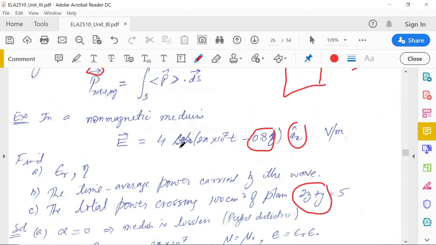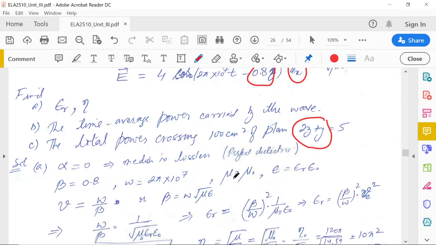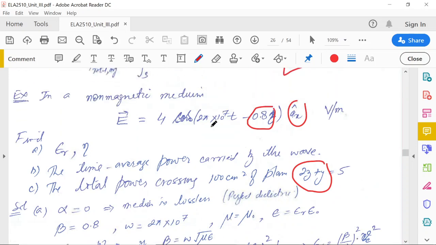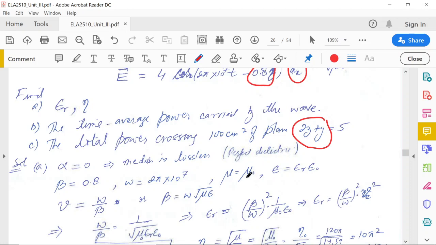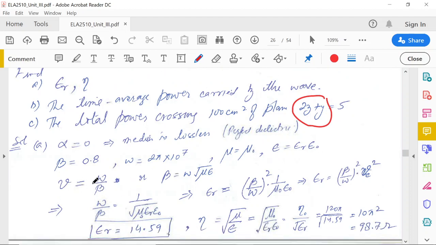As you have no alpha term, it will be for the lossless case, which will become easier. So alpha is 0 and conductivity is 0. So the medium is lossless, beta is 0.8, omega is 2.7, mu is mu naught. So you can find this V. In general also, if you know the V, for example, if you know the free space medium and you know the omega, you can find the beta, which I have given you as a question in the test also. So you can use this to find the beta directly.